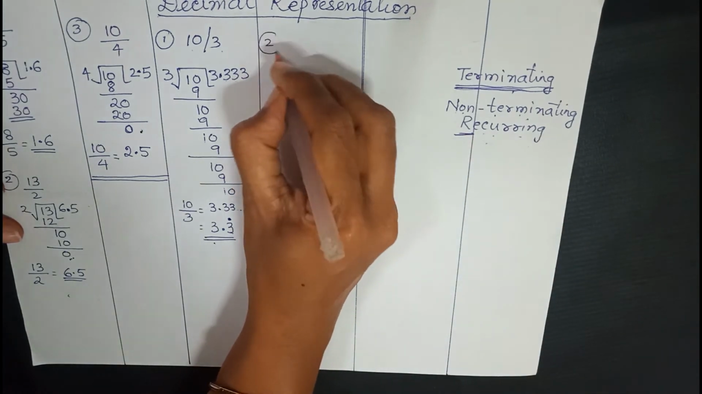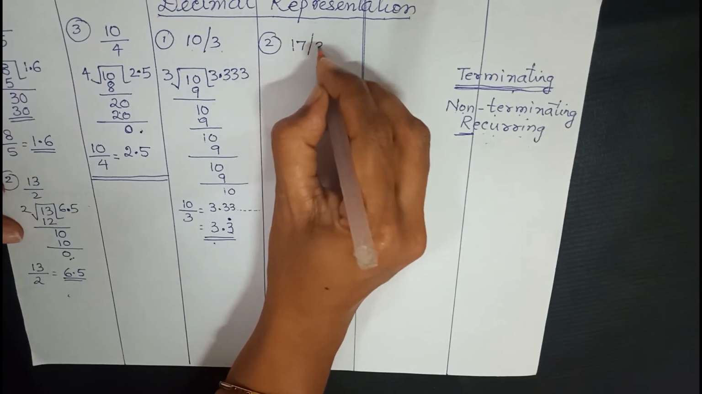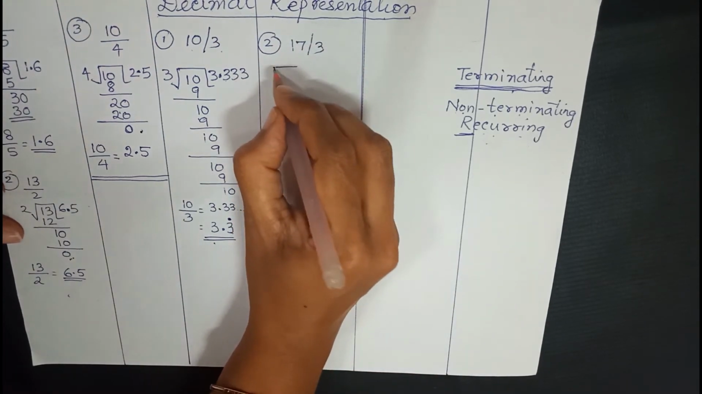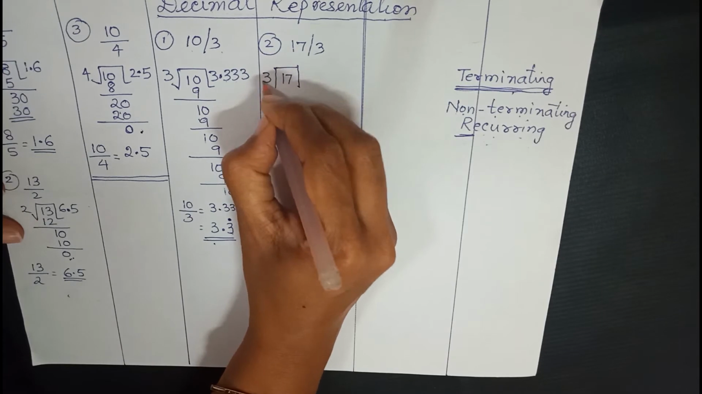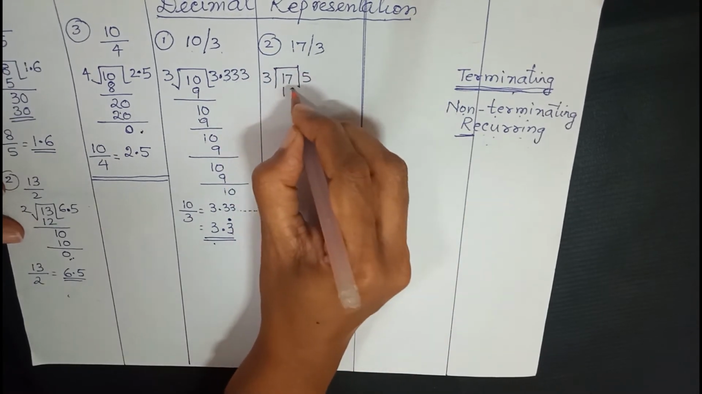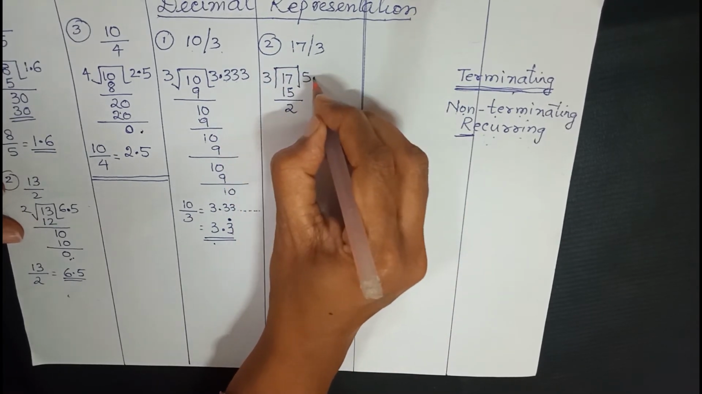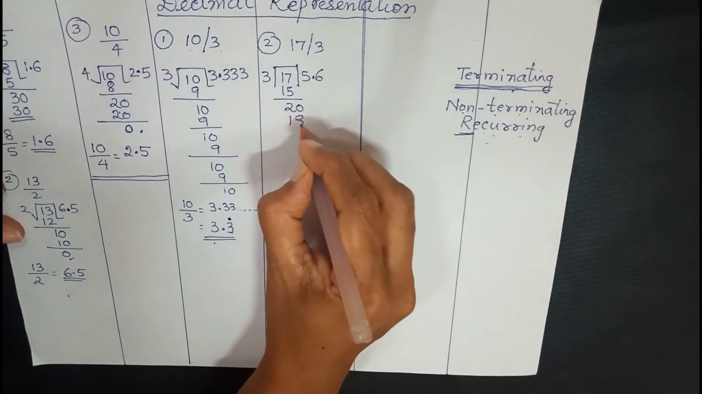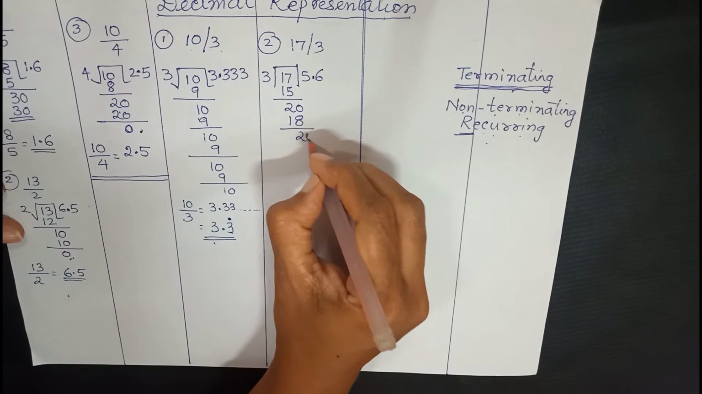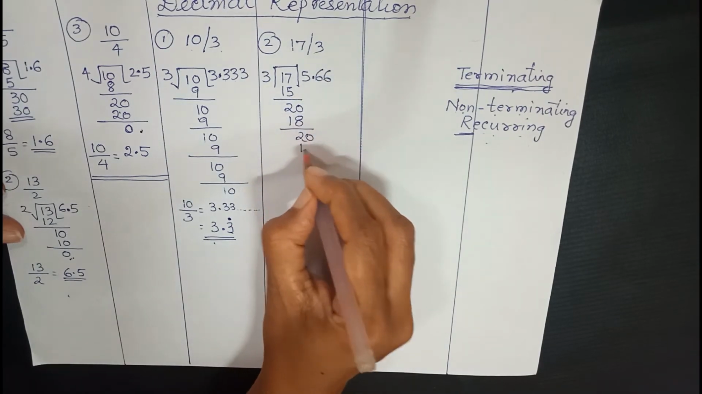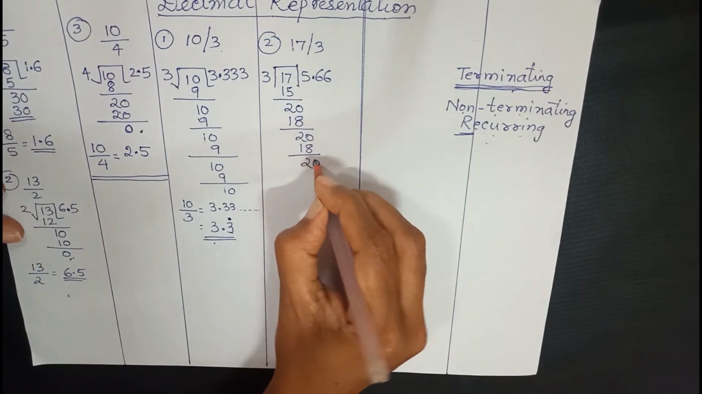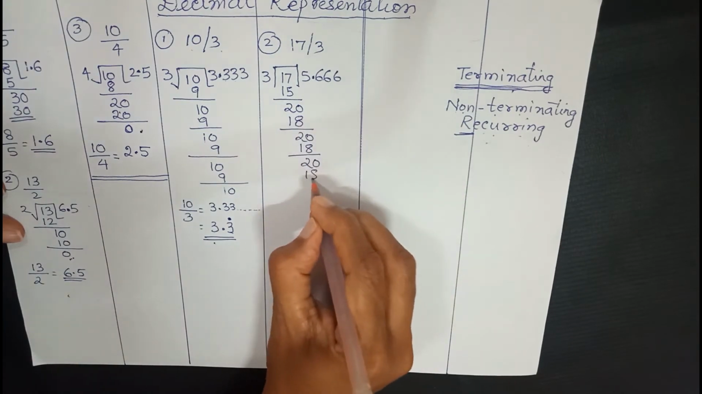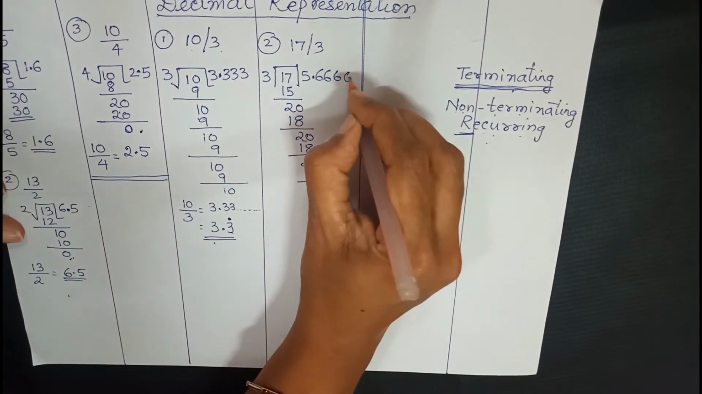Let's take another example. Let us say 17 upon 3. So now I am dividing 17 by 3. So 3 5s are 15. I get 2. I put a decimal point and take 0. So 3 6s are 18. Again you see I get a 2. And again you can see every time I take a 0, I keep on getting the same number.